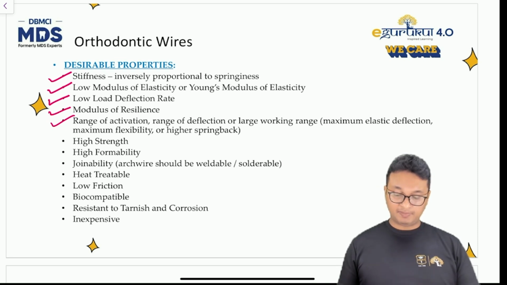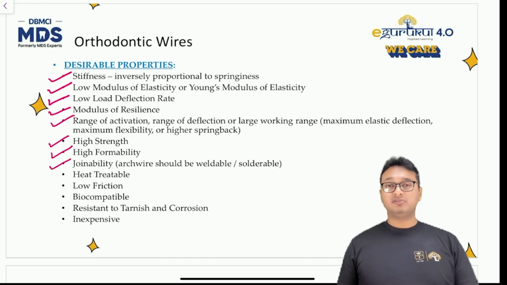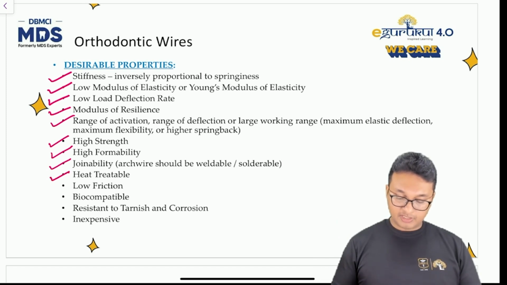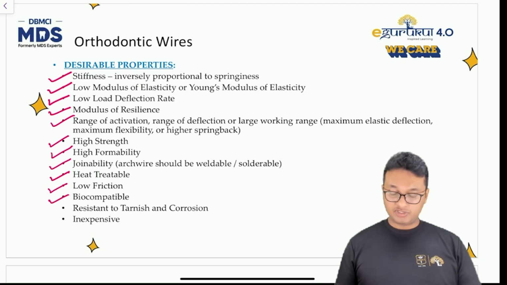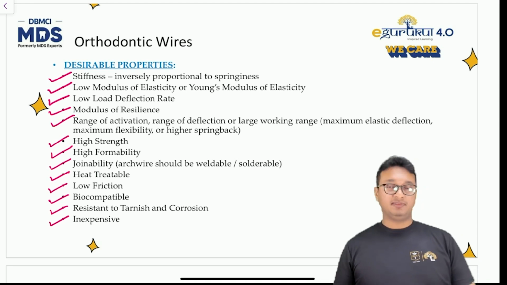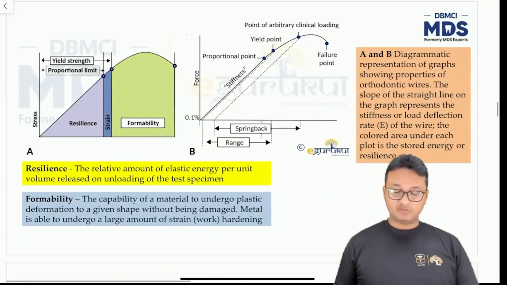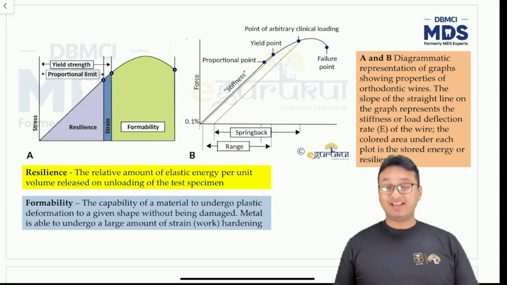These are the desirable properties in an orthodontic arch wire. It should have high strength and high formability. It should be weldable or solderable, that is joinability. It should be heat treatable. It should have low friction. It should be biocompatible with the oral tissues. It should be resistant to tarnish and corrosion, and of course it should be inexpensive, within the patient's budget. So these are the desirable properties of any orthodontic wire used for carrying out orthodontic treatment. Now a small recap.